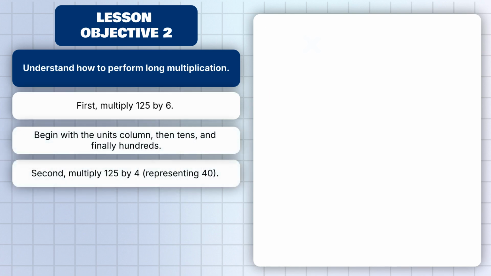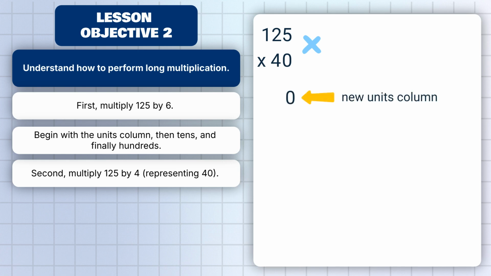Our second stage is to multiply 125 by 4, which is the tens place of 46. The important part is to remember that the 4 represents 40 and not just 4. So, we have to write a 0 down in our new units column in order to shift our results by 1 place to the left. 125 multiplied by 4 is equal to 500. So, we write that down. Perform the multiplication yourself to convince yourself that this is true.